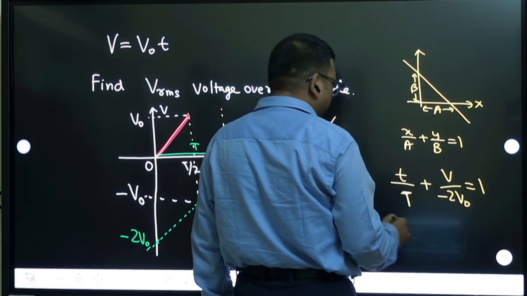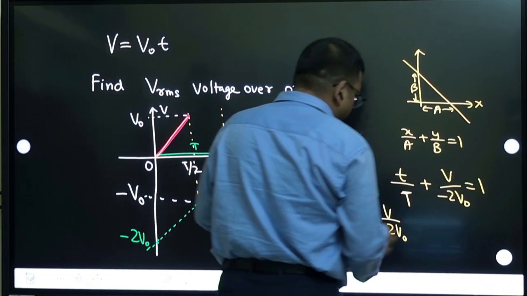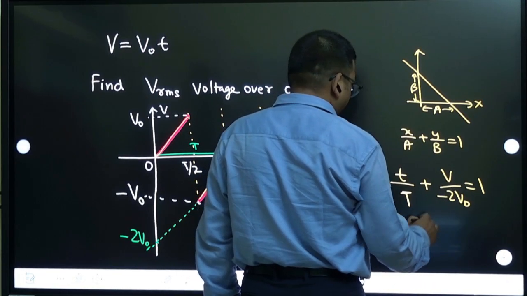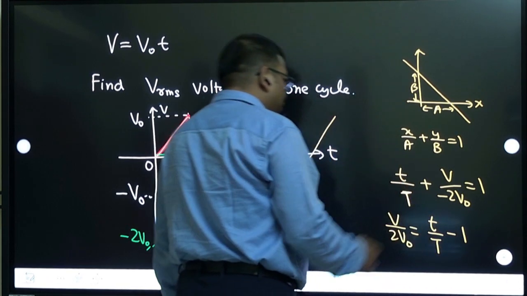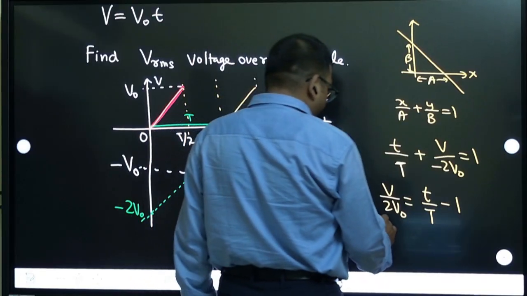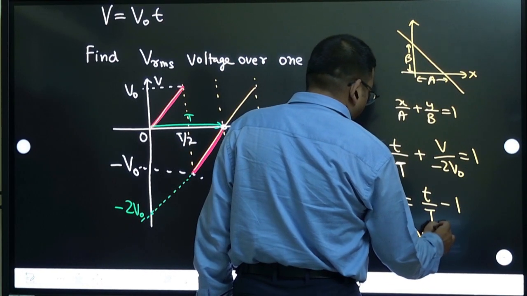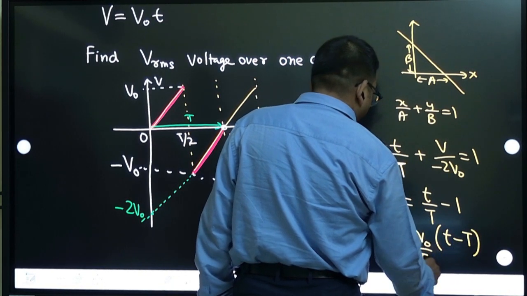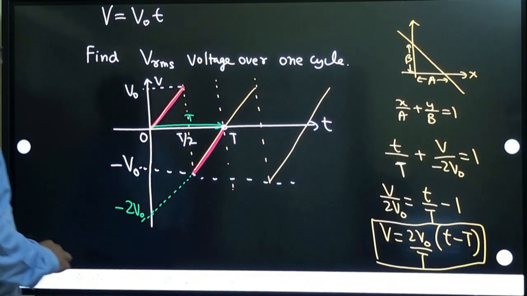So from here now you can calculate. V by minus 2 V naught, let us take that side. So V by 2 V naught is equal to t by capital T minus 1. So from here the equation of V will become 2 V naught into (t minus capital T) divided by T. That will be the equation of that.